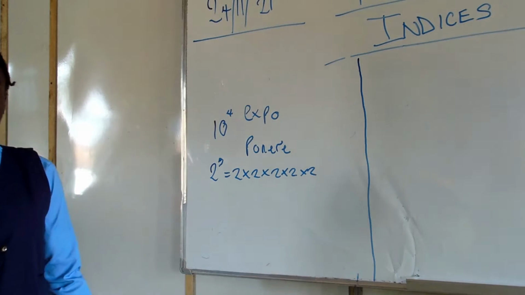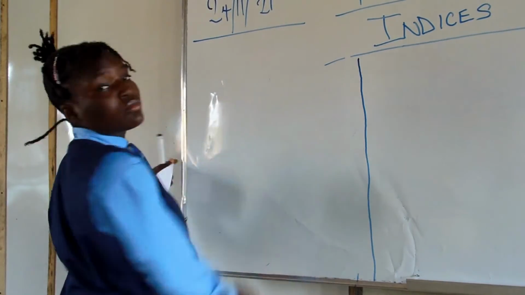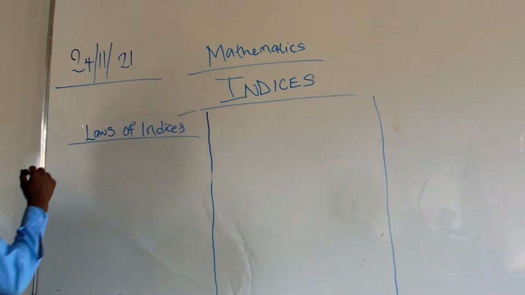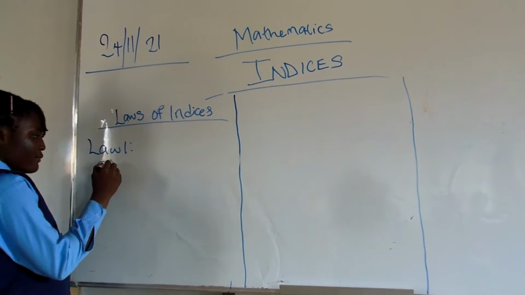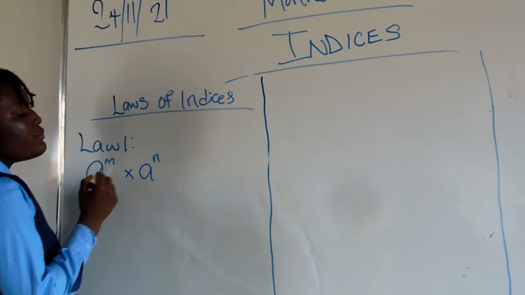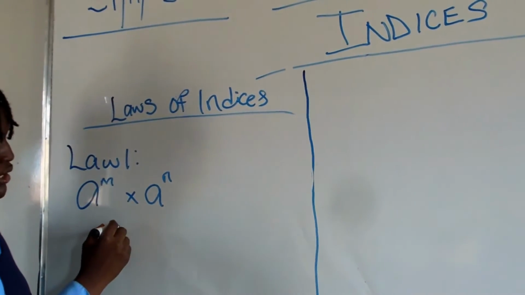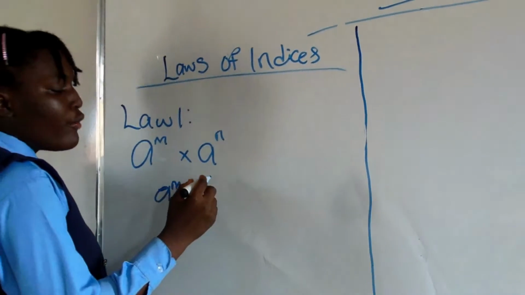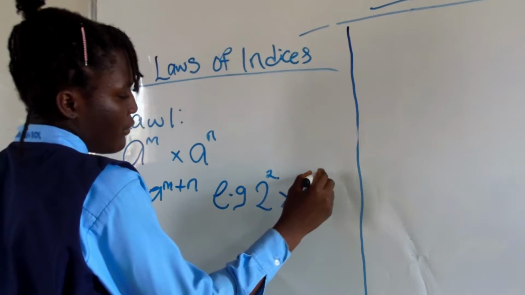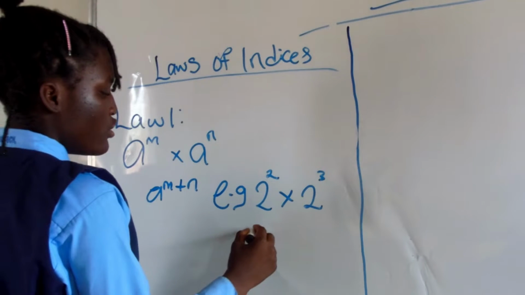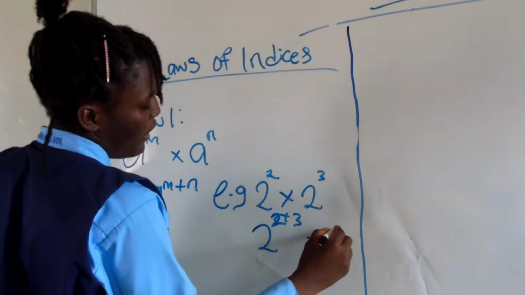So now we're going to go into the laws of indices. Law 1 is called the multiplicative law. This law states that if a to the power of m is multiplied by a to the power of n, since the bases are the same, you pick one of them, which is a. Then the multiplication sign turns to an addition sign, which is a to the power of m plus n. For example, if we have 2 to the power of 2 times 2 to the power of 3, you pick one of the bases, 2, to the power of 2 plus 3, which is equal to 2 to the power of 5.